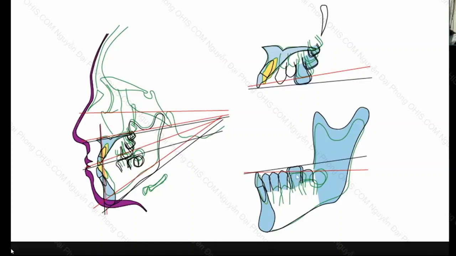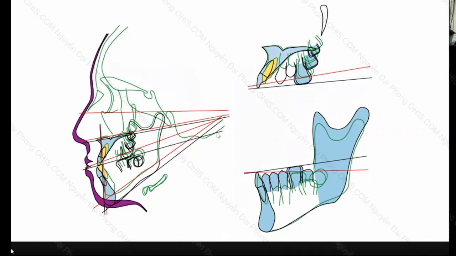Pushing the first molar, then too much over-eruption. Then the mandible is opening a little bit. That's why there is a more severe class 3 and the anterior open bite. Yeah, clear.